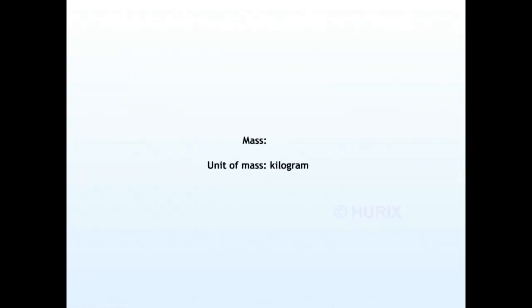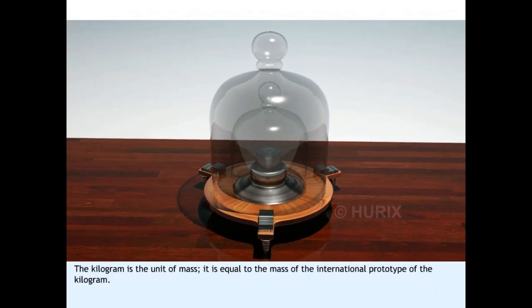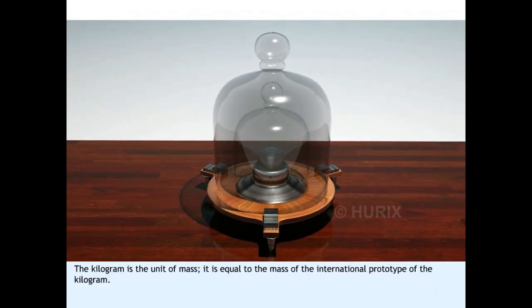Second is mass. Unit of mass is kilogram, and its definition is given as follows. Mass is a measurement of the amount of material in an object. The kilogram is the unit of mass. It is equal to the mass of the international prototype of the kilogram. Third quantity is time. Unit of time is second.